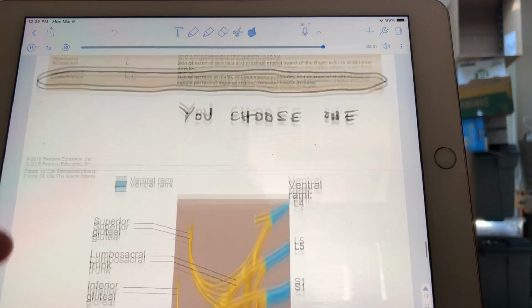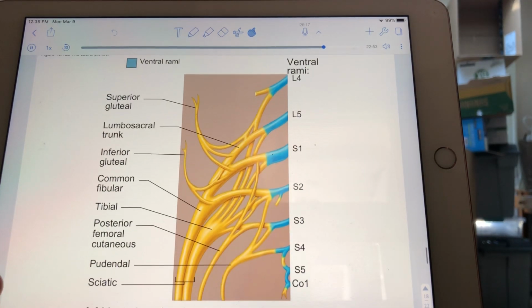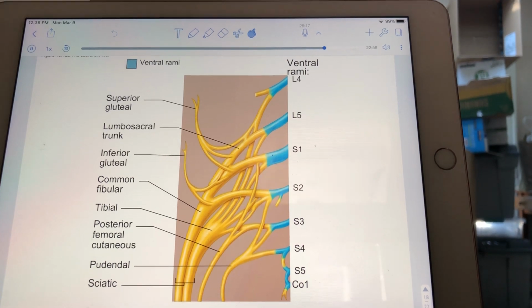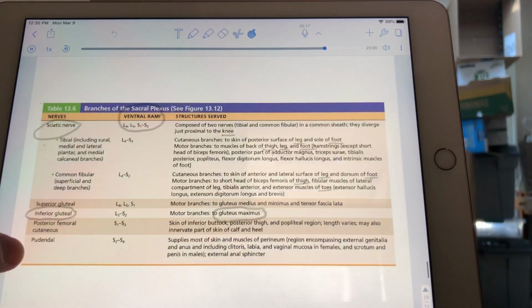All right, here's a depiction of the sacral plexus on slide 18. On slide 19, there's the matching table. All right, so I'm going back to the final exam study guide, and it says sacral plexus. Which rami? Honey, duh. Ventral ramus, ventral ramus, ventral ramus. Sciatic nerve, it says, innervates muscles in what area? In what area? That's it?